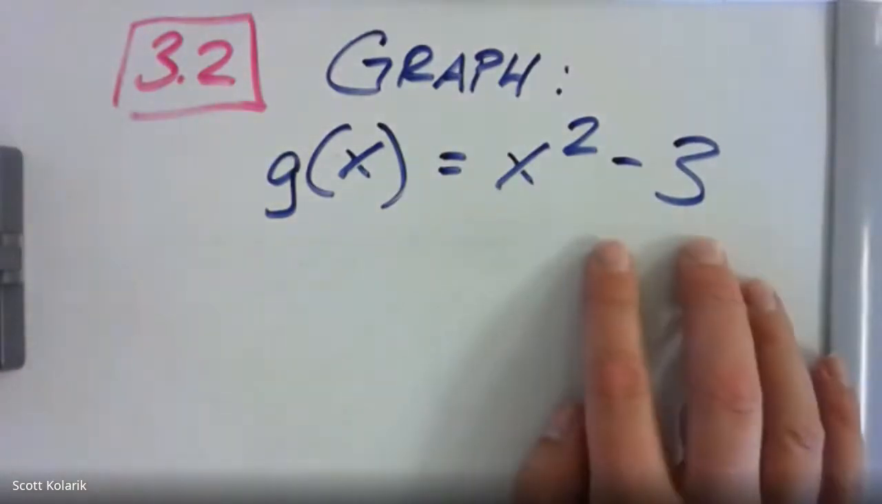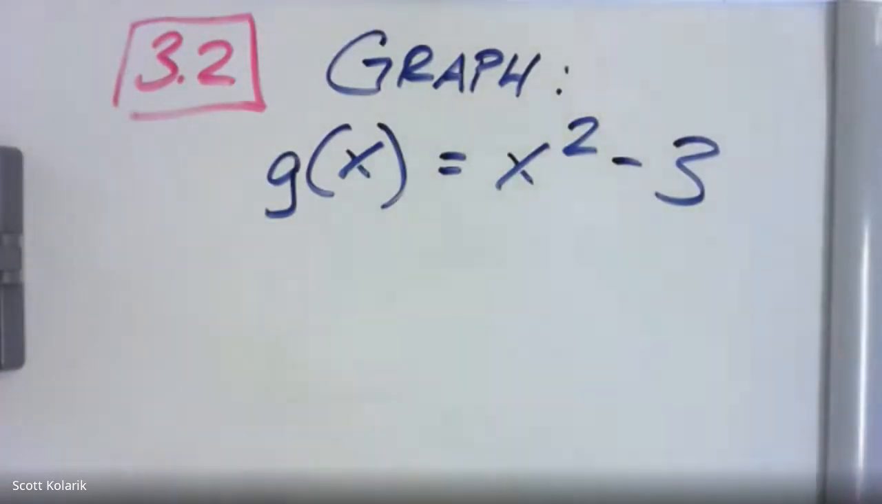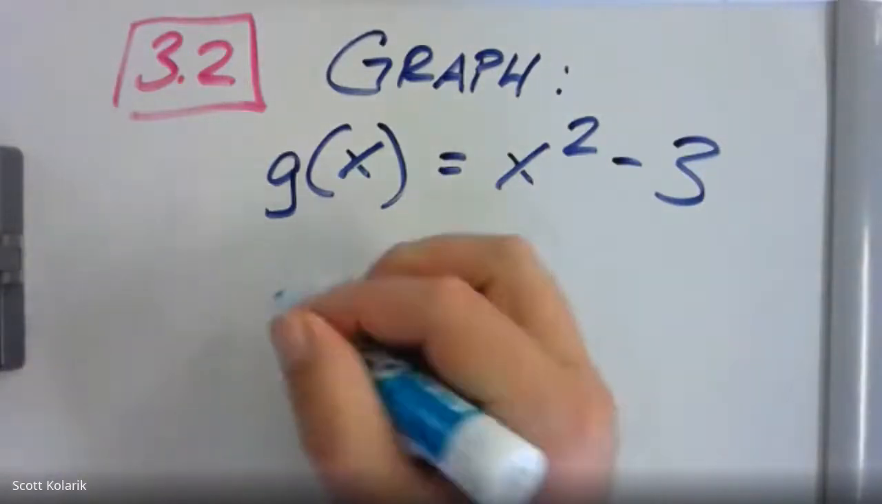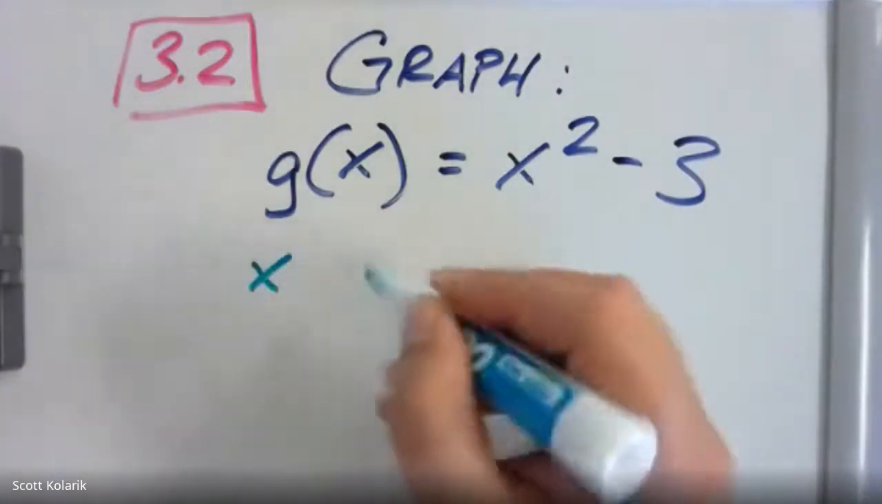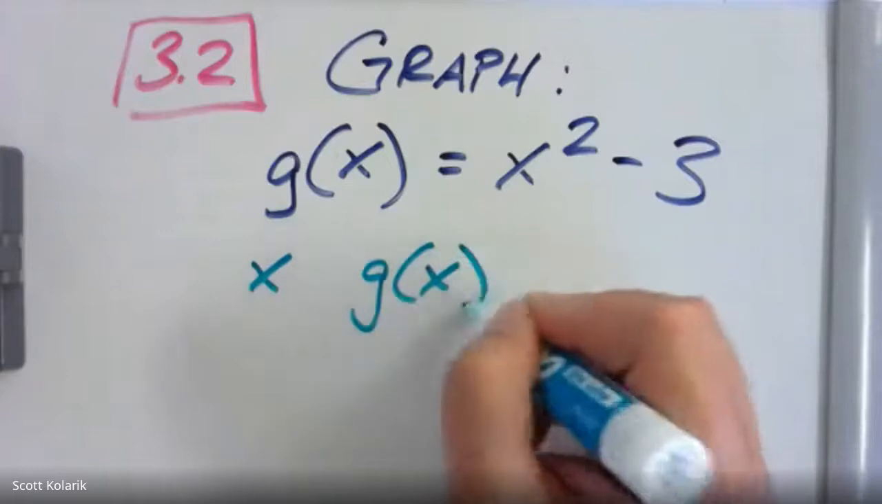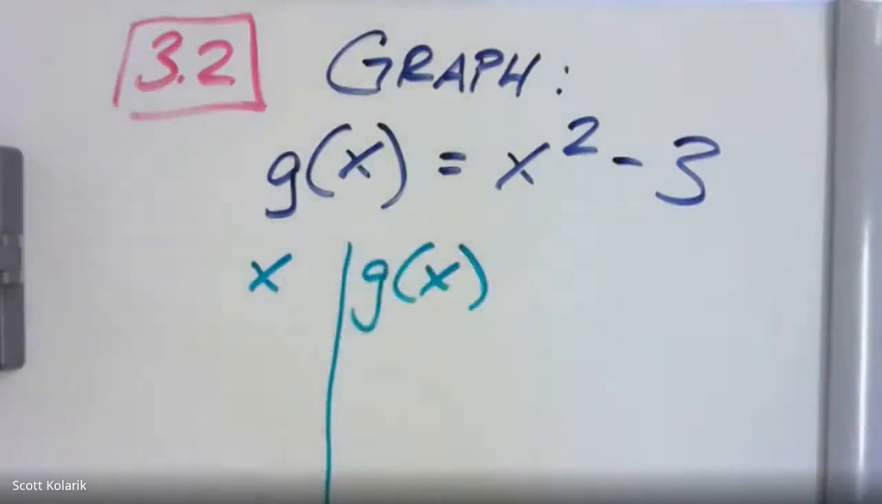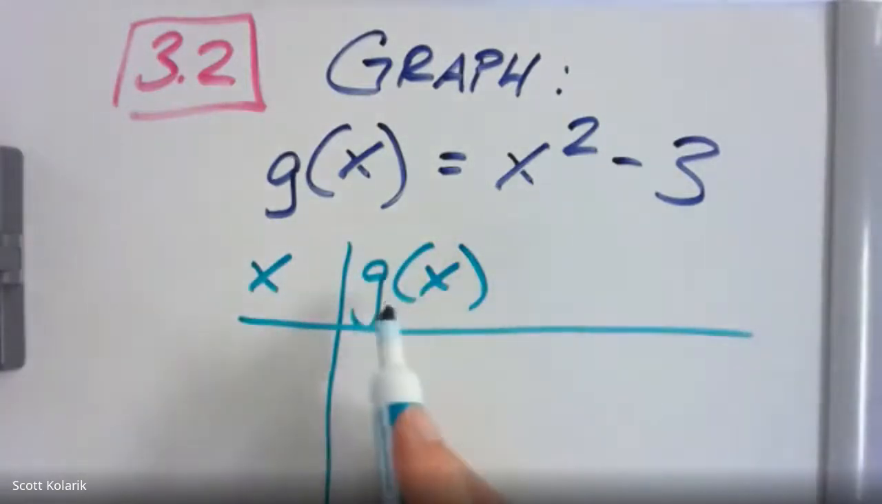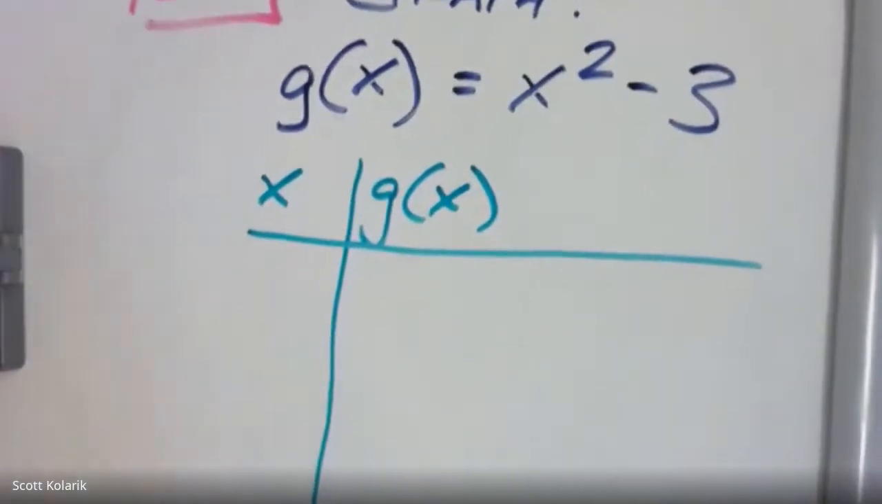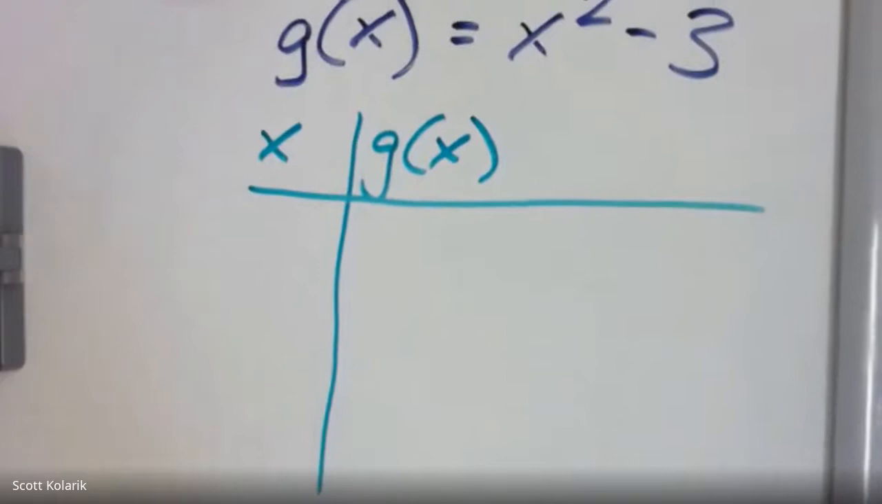Anytime you're going to be asked to graph something, I'm going to be looking for an XY table. So for an XY table, or x, g of x table in this instance, you can use the letter y. That's totally fine. All right, let me slide this down a little bit more. All right, there we go.